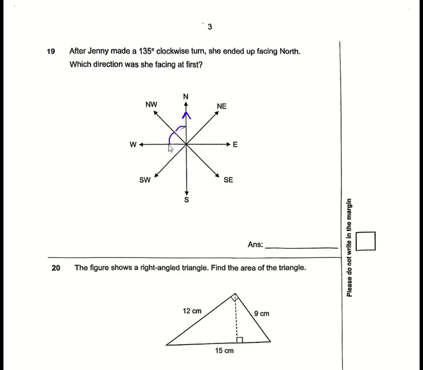So this is actually 90. And 90 plus 45 will give you 135. So we know that 90 plus 45 equals 135. So I'm just going from here, 45, 45, 45. That gives me 135 degrees, and I have gone anti-clockwise direction. So basically she was facing southwest at first, and then she turned clockwise, which is in this direction, for 135 degrees, and ended up facing north. So the initial direction in which she had been facing was southwest.